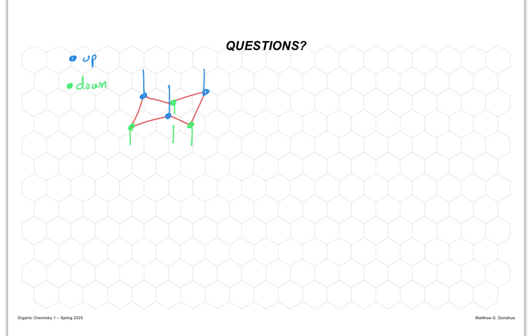And then when you go back to fill in your equatorial ones for each, it's got to be the opposite. So, for example, this blue bond right here, that's axial, it's up, so the equatorial has to be down. For this green one, the axial bond is down, so equatorial has to be up. And then as you go around the ring, they alternate. So down, up, down, up, down, up.